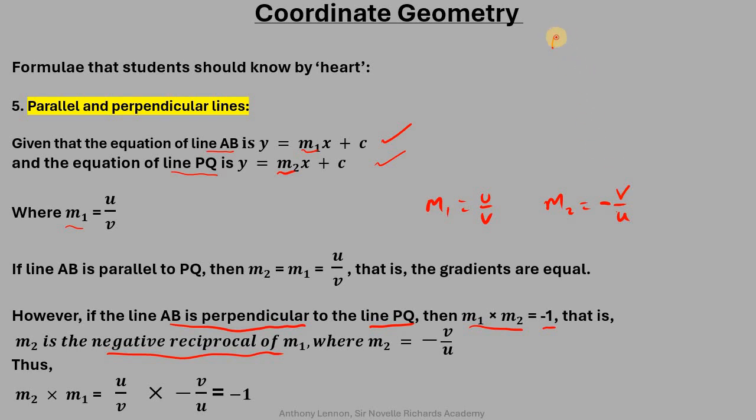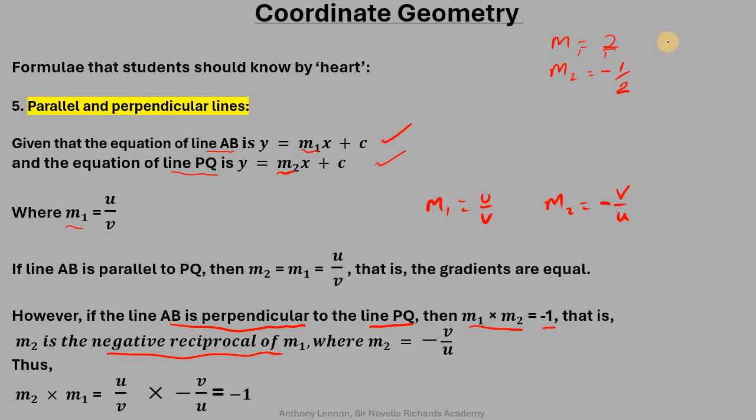So let's suppose that the gradient of one line is 2. Then the gradient of the other line will be the negative reciprocal. Since this is positive, this one will be negative. And since this one is 2, the other one reciprocated will be a half. Because we know that 2 is really 2 over 1. And so when you reciprocate it, you'll get 1 over 2. This is positive, this is negative.